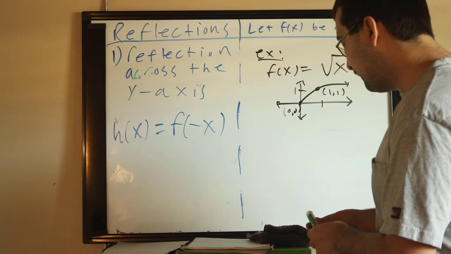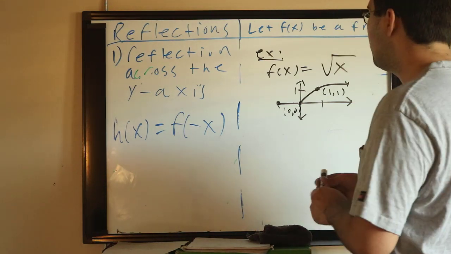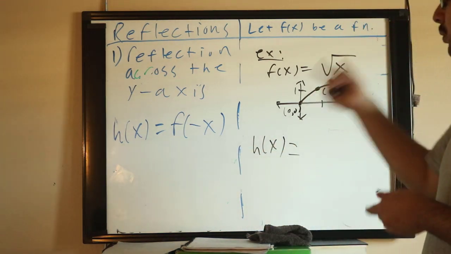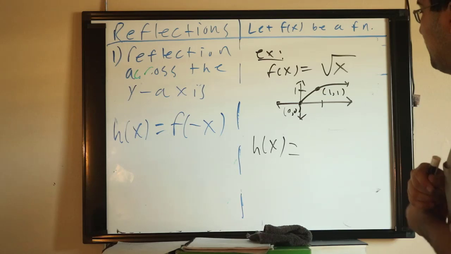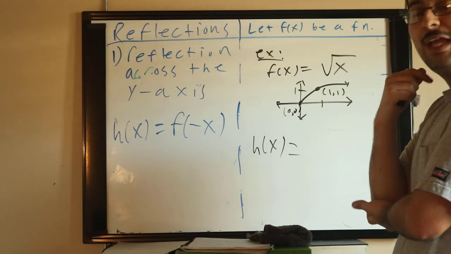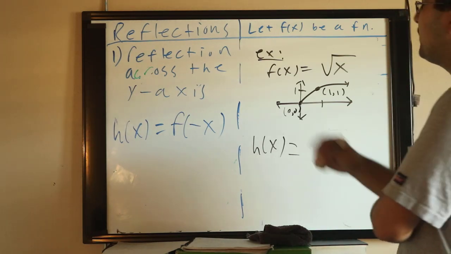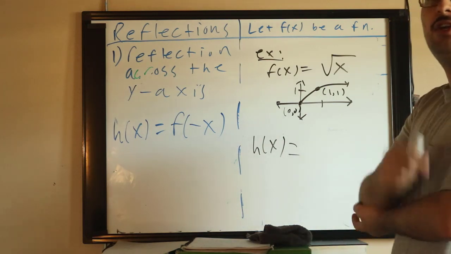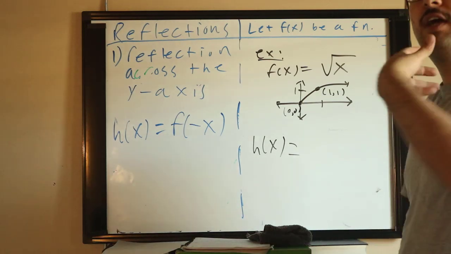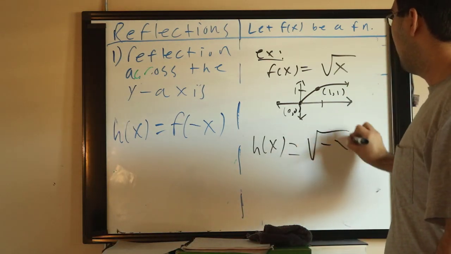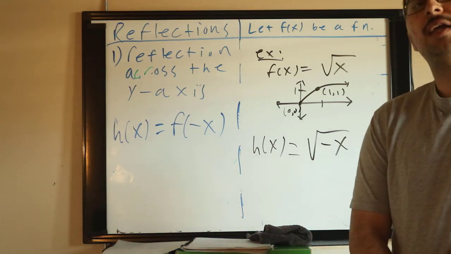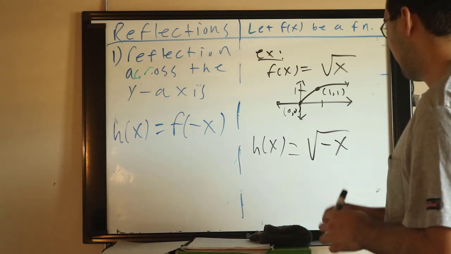So going back, let's do this example right here. Let's use the same parent function, square root of x, but what will h of x equal? Just think about it. We're following the definition. We are doing f of negative x. So if my f of x was square root of x, I want to do f of negative x. In other words, I want to plug in minus x wherever I see an x. So h of x is square root of minus x. This will create a reflection across the y-axis.